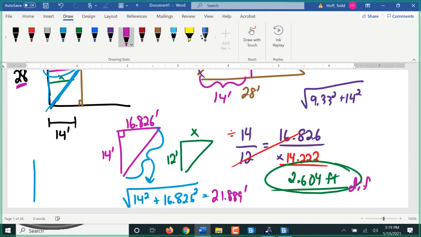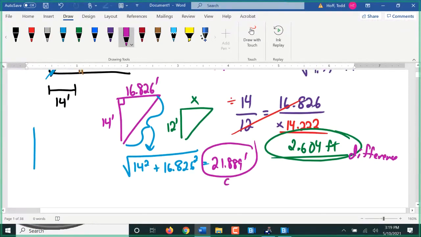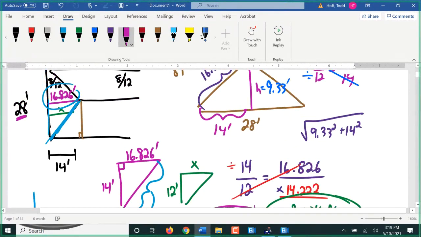Difference. Common hip here. And of course, this is the longest jack of the common rafter.